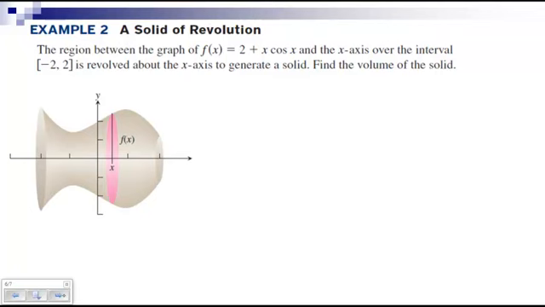Well, this particular sideways vase is made by taking the curve 2 plus cosine x and twirling it around the x-axis. Like on a potter's wheel, it gets twirled, and this curve is marking the outside edge of that vase. It's like a sideways wheel.